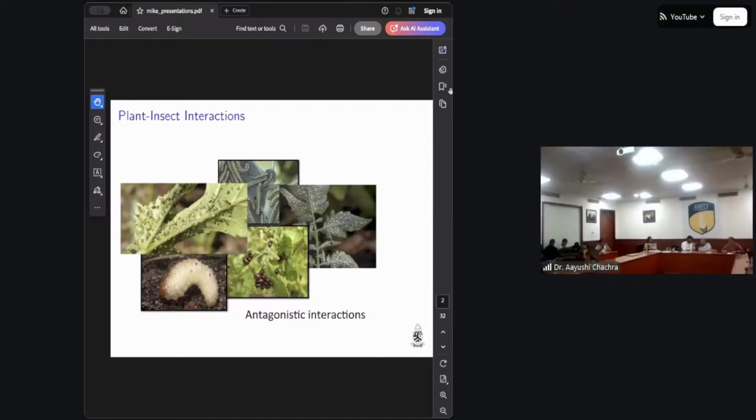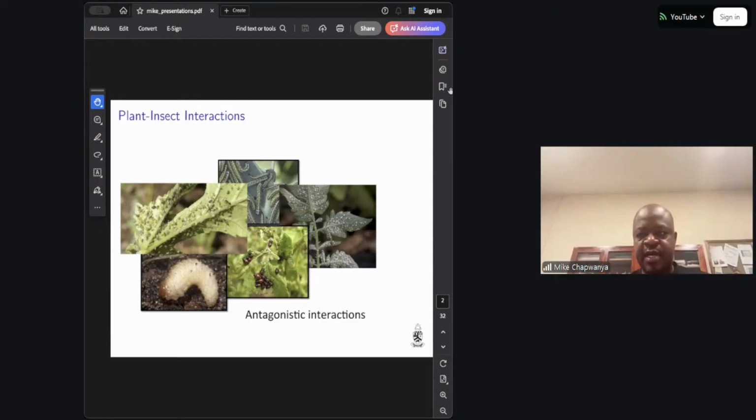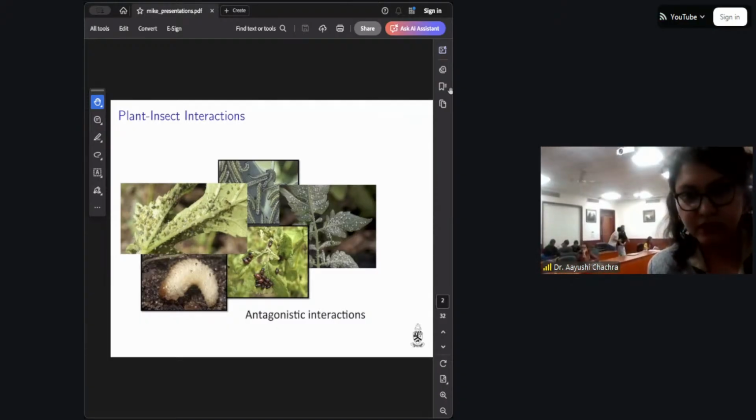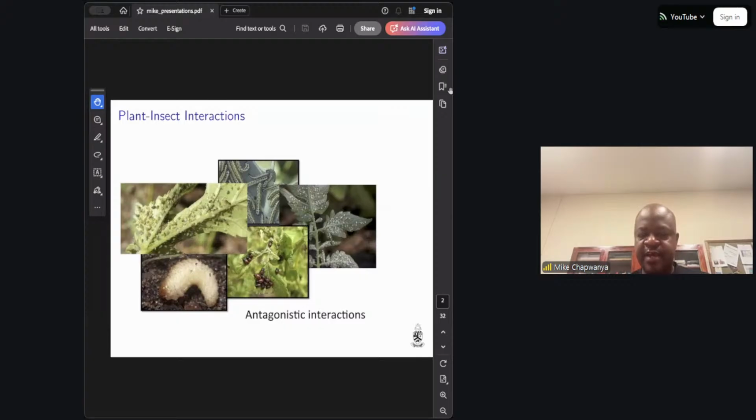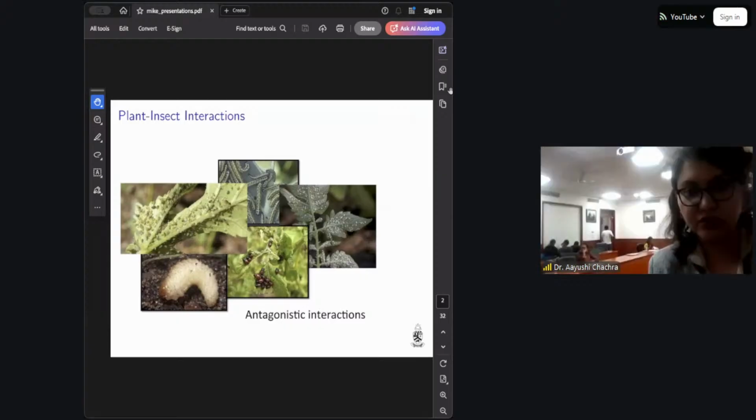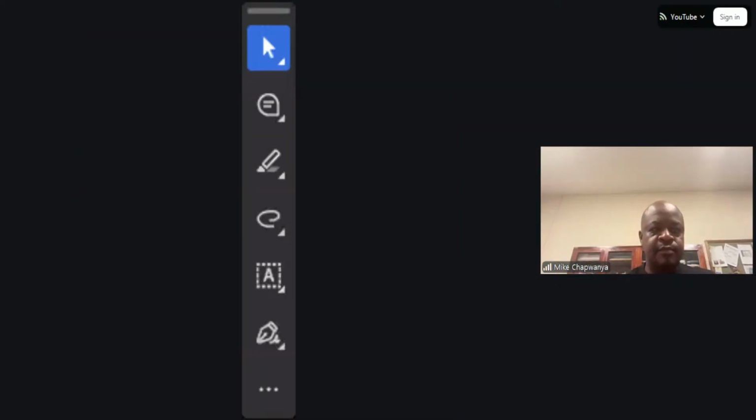See, slide number 2, plant insect interactions. So you can see slide number 1 right now? We can see slide number 2 right now. Okay, if I move, is it moving? It's still on 2. Sorry. Apologies for that, I'm not sure why it's not moving from my side.